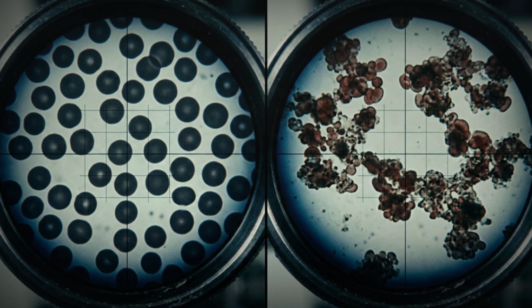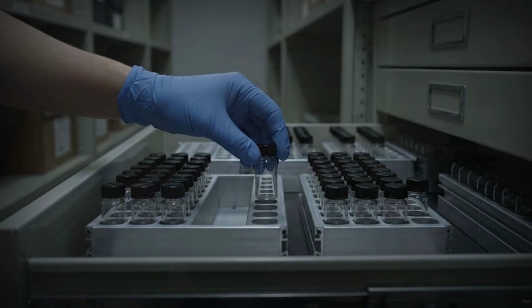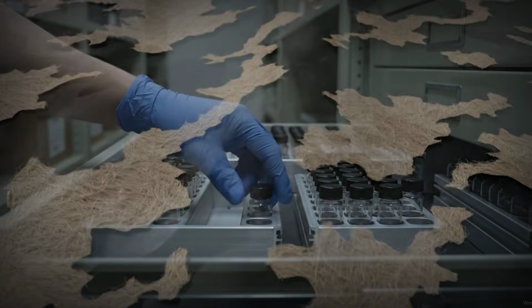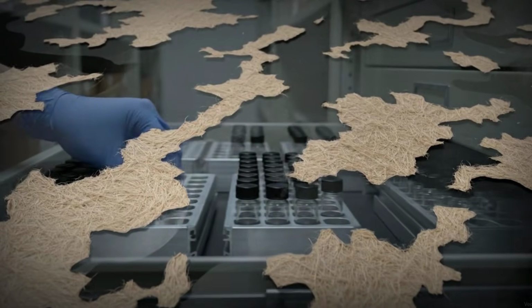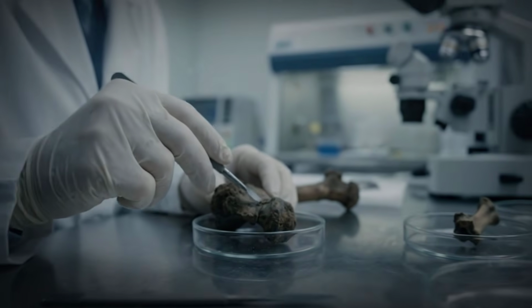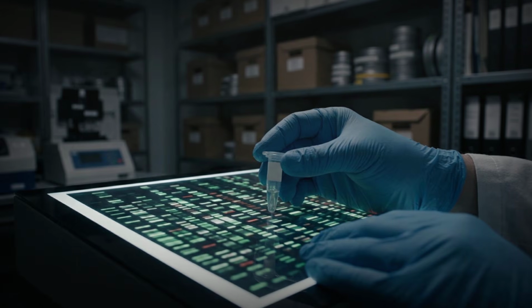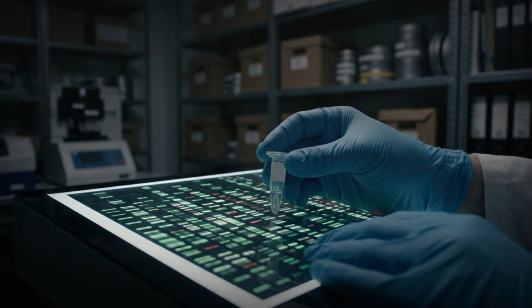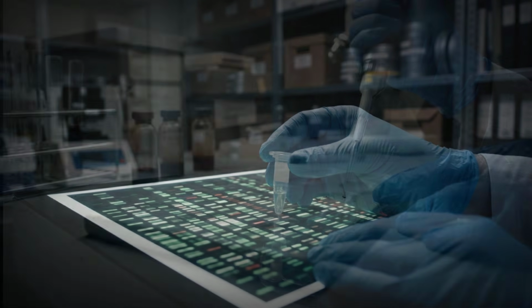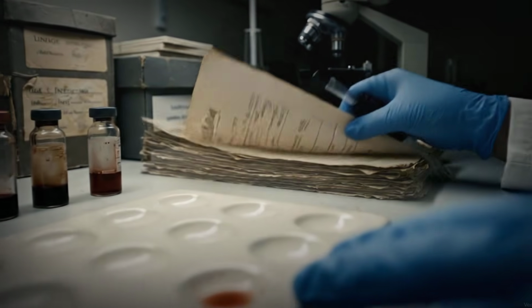Rh is a different system. The familiar positive or negative label usually refers to the D antigen, one of the most important parts of the Rh blood group system. If that D antigen is present, the chart says positive. If it is absent, the chart says negative. The major gene behind that difference, Rhd, sits on chromosome 1. So a blood type is two systems placed together on one form.